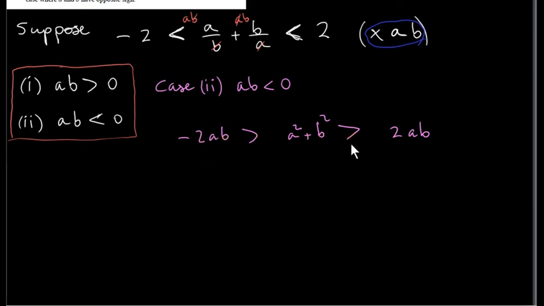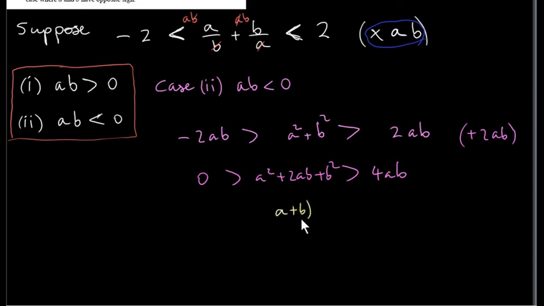Now we do something similar to what we did before, which is to try to bring 0 into this. So what I will do is add 2ab onto all three parts of this inequality. If I add 2ab onto minus 2ab, I get 0. And if I add it in here, I get a squared plus 2ab plus b squared. If I add it here, I get 4ab. This middle expression here is actually a perfect square. It's a plus b squared. And that is indeed greater than 0.